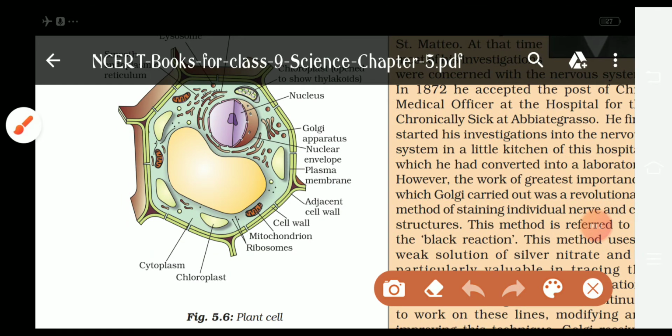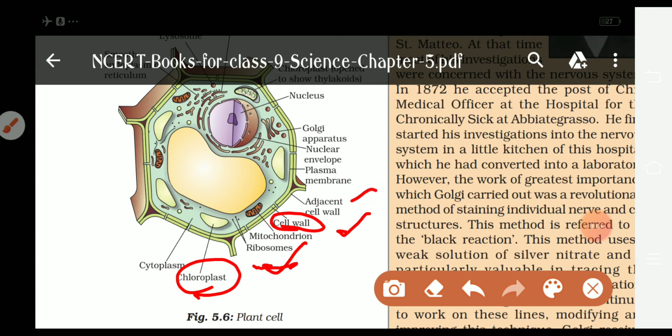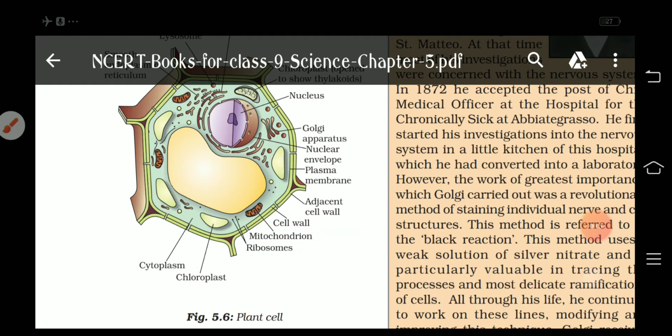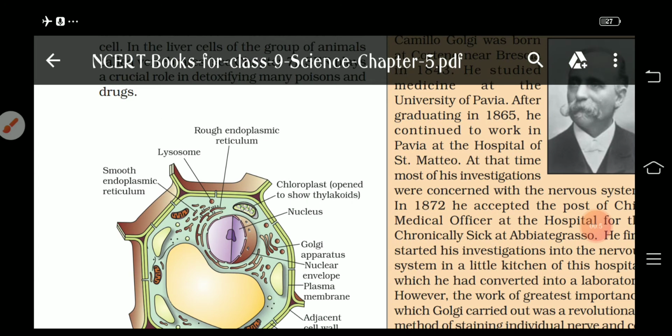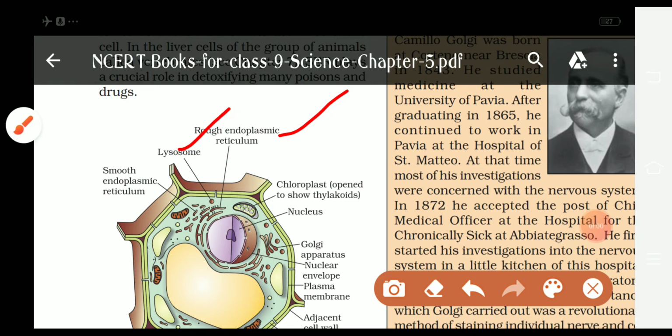Students, this is the plant cell. We have taken it because there are many parts which are not present in animal cells. We will mark them in a special manner. You can see that the cell wall is present, and ribosomes, chloroplast is also present. Ribosome presence, adjacent cell walls, plasma membrane, nuclear membrane, Golgi apparatus, nucleus, and here you can see the rough endoplasmic reticulum, lysosome, and smooth endoplasmic reticulum are present in the plant cell.